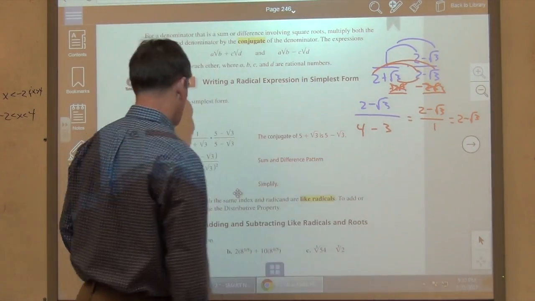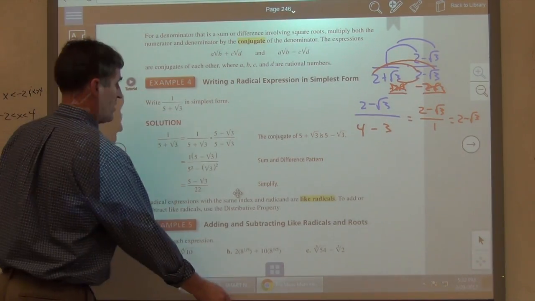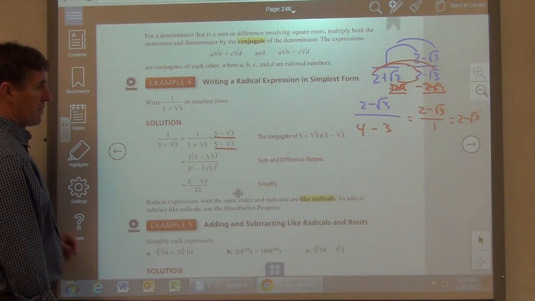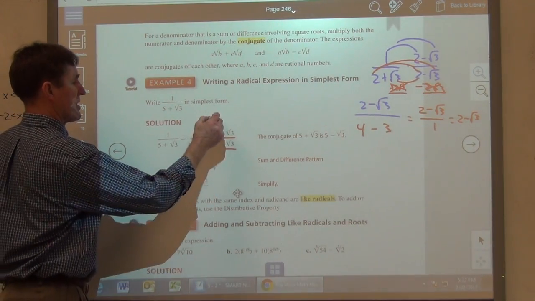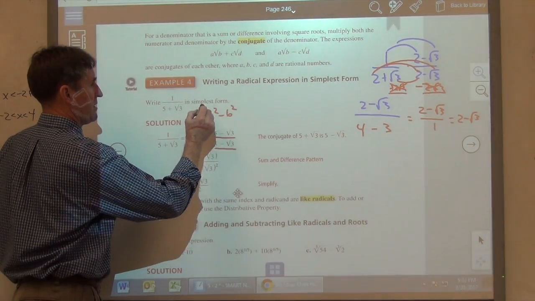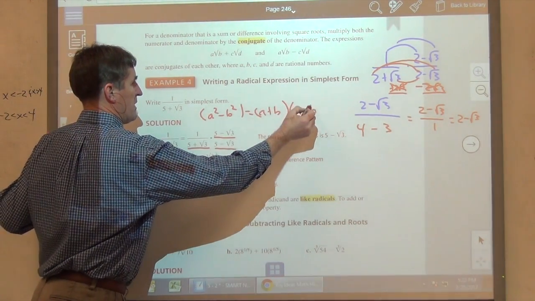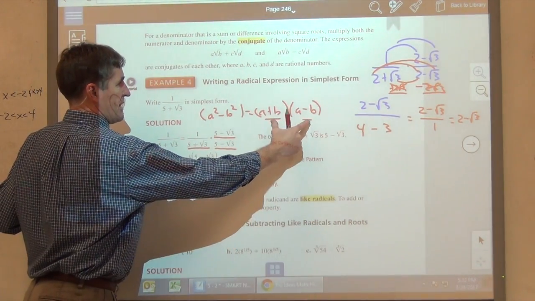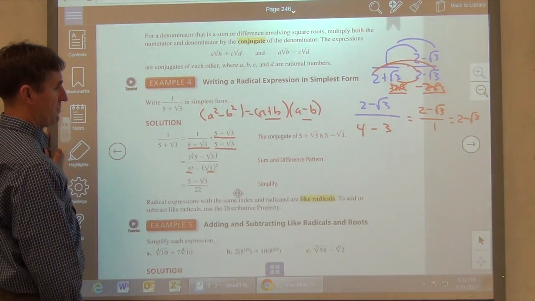So if we look at this first example, it says 1 over 5 plus the square root of 3. So I have to multiply by the conjugate, 5 minus the square root of 3. Remember, what they're actually doing when they multiply together is this: a squared minus b squared equals a plus b times a minus b. So we're doing the difference of 2 squares in reverse. Because the outer and inner terms will always cancel, I just have to square the first minus the second squared.